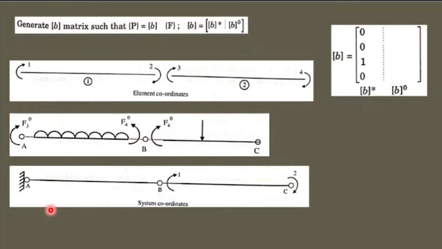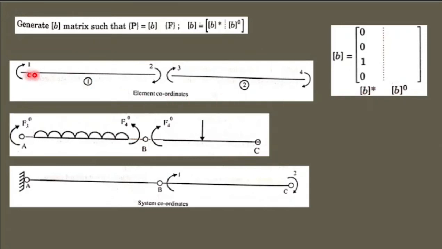Now next step is generation of beta matrix, that is B matrix. In that step you have to find B matrix. For finding P matrix you need the component of B matrix and F matrix. Right now you know what is F naught. F naught and F star, these two values are known. You have to find B matrix now. How to find B matrices? So you can check here. You have B star and B naught. That is redundant B matrix and applied force B matrix.